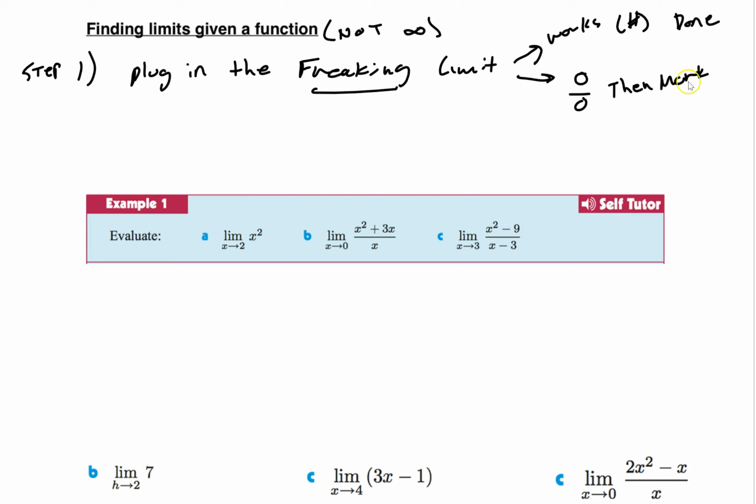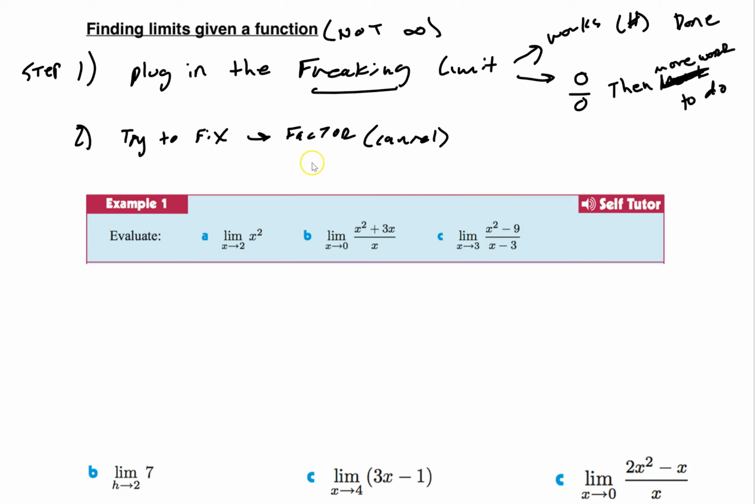I kind of combined work and more work. I meant more work. Let's try to be efficient. More work to do. And this is really where we differ from AP Calculus. AP Calculus spends a lot of time on all the different ways you could fix a limit. IB is a little easier. How do you try to fix it? For us, all it's going to come down to is factoring. Once you factor and stuff cancels, then you can plug it in again.